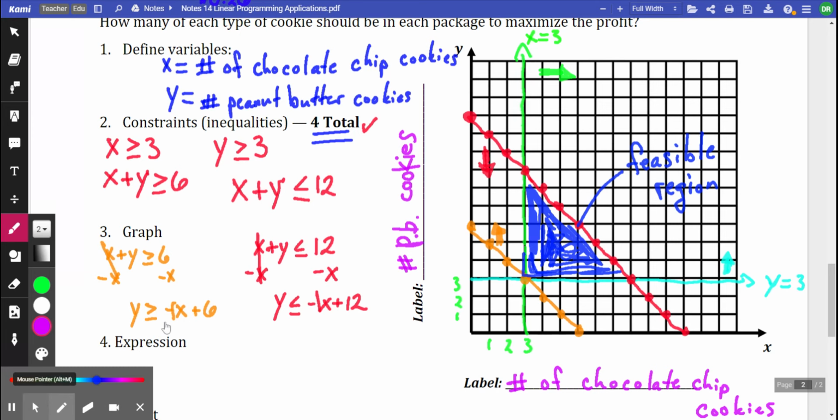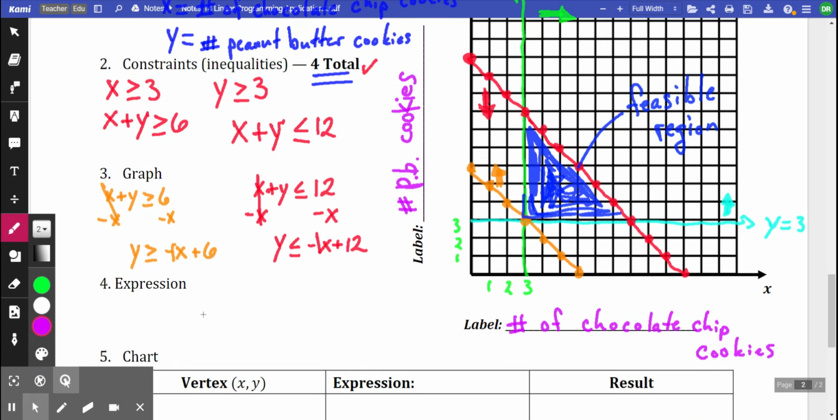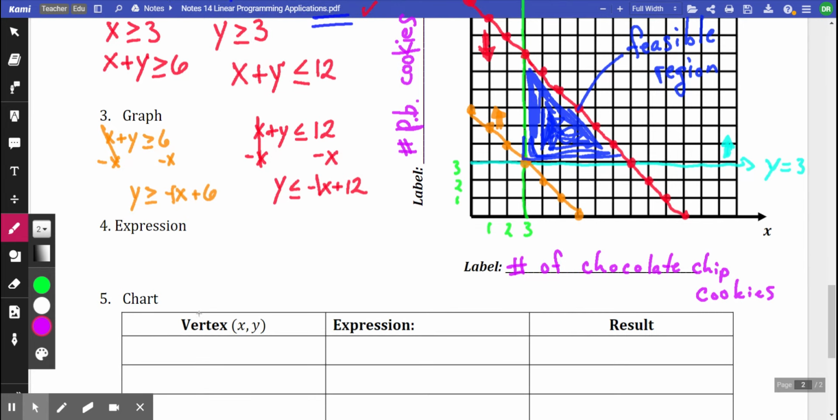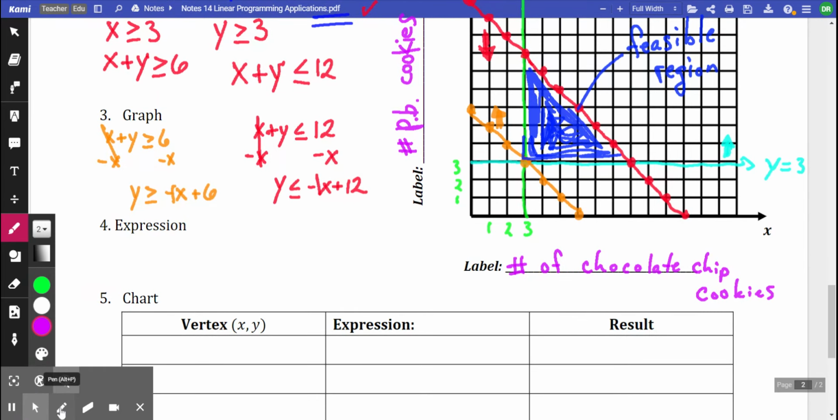We have this next step that talks about expression. And when we talk about the expression, we're talking about an expression for money to either maximize or minimize. And in this case, we are trying to maximize an amount. We are trying to maximize profit. Okay, so my expression then to maximize profit, let's look up top.